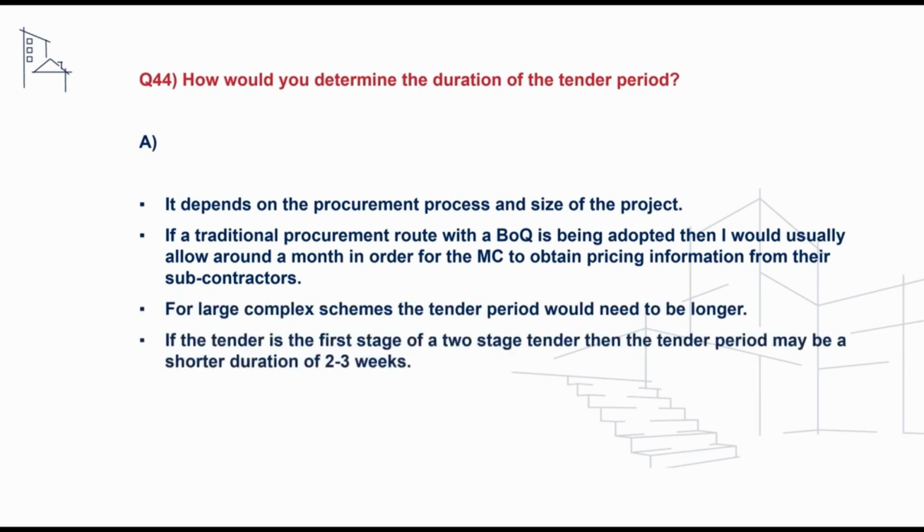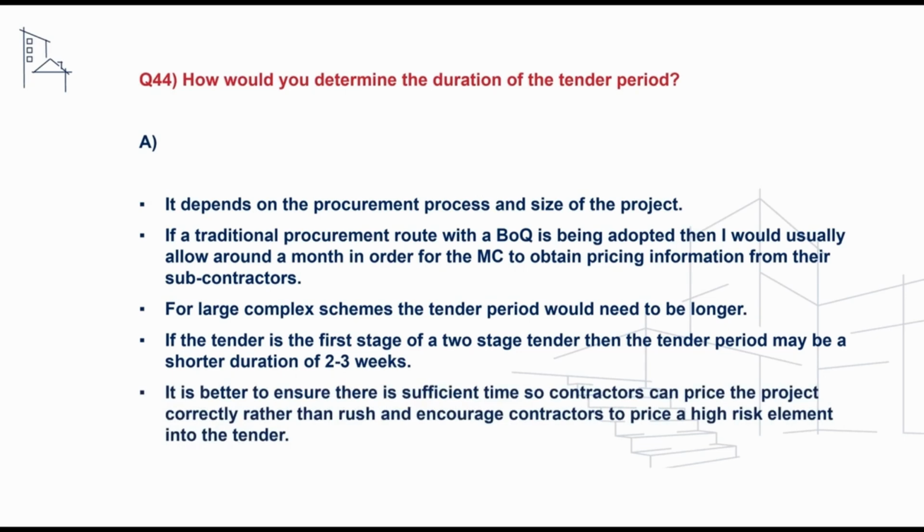If the tender is the first stage of a two-stage tender, then the tender period may be a shorter duration of around 2 to 3 weeks. We should caveat that it's always better to ensure that there is sufficient time for contractors to tender so the price for the project is correct, rather than rushing and encouraging contractors to price a high-risk element.